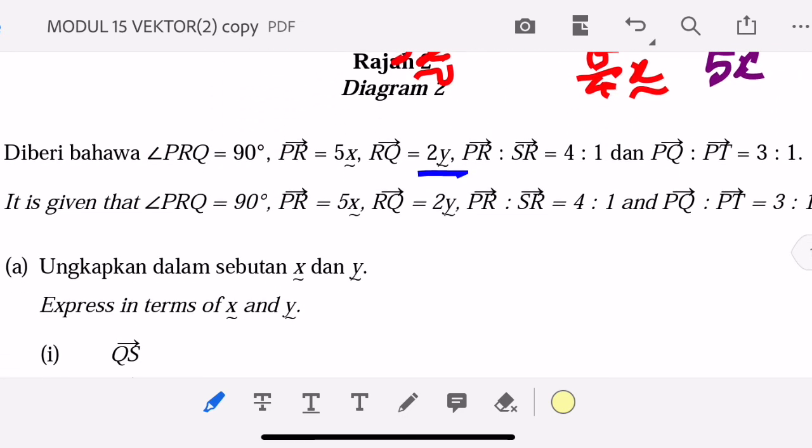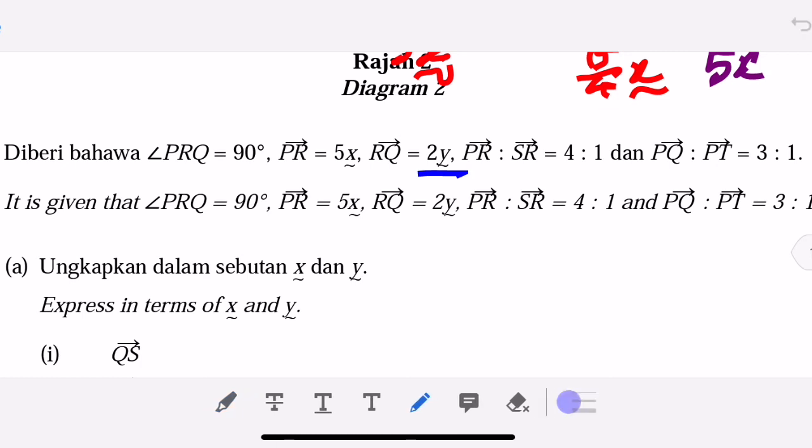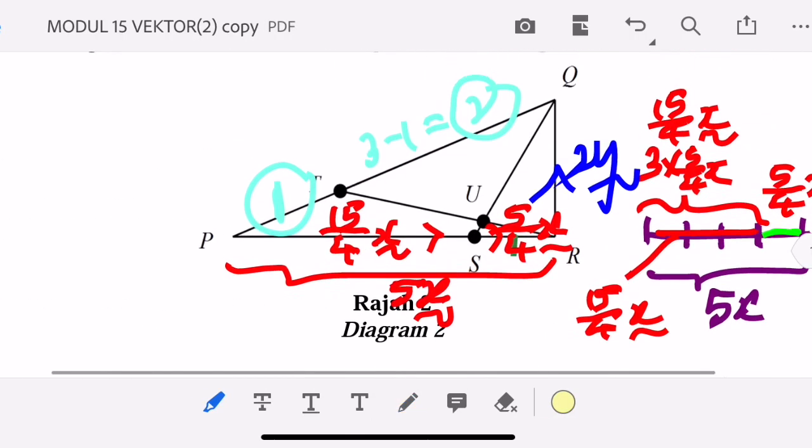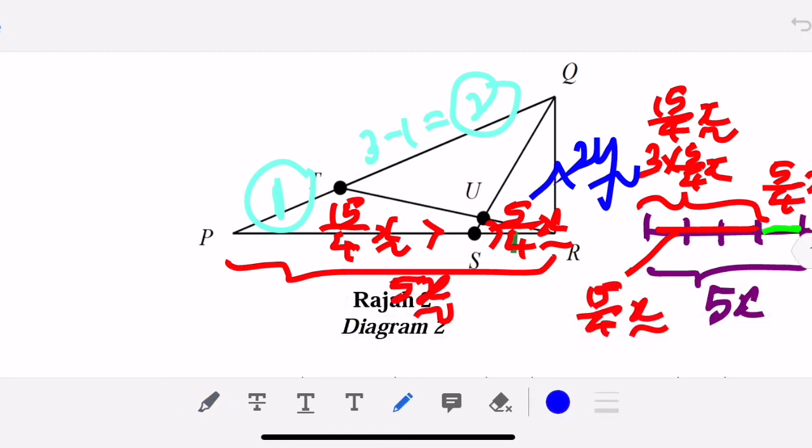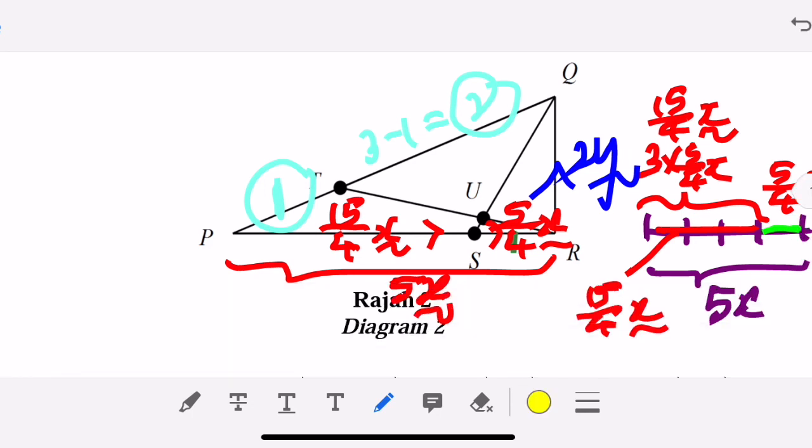Now let's read the question. Express in terms of x and y the vector QS. So I'm going to find the vector QS. Let's go to the diagram and see where QS is. So we draw a yellow line. Can you see? Okay, I'm going to draw the vector QS. After I put the arrow, it is called a vector. Before I put the arrow, it is a line segment. So okay, Q to S.